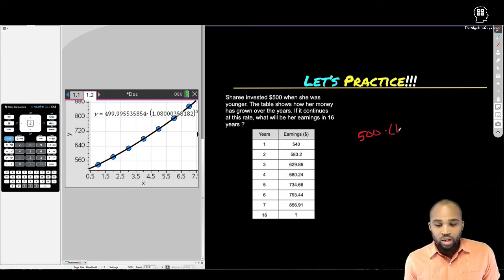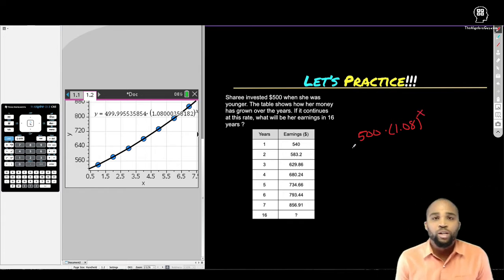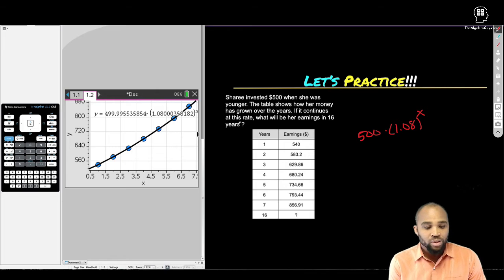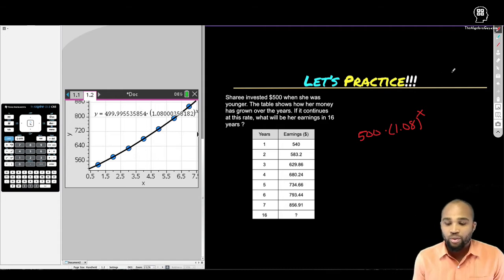500 times 1.08, and the digits after that were all zeros, so it's probably good to stay at 1.08. That should be good enough, up to the x. Because remember, we're doing a reasonable estimate, and it doesn't have to be every single digit. Now, if you want to be that precise, by all means, write down every single one of those numbers, and you'll be even better off.